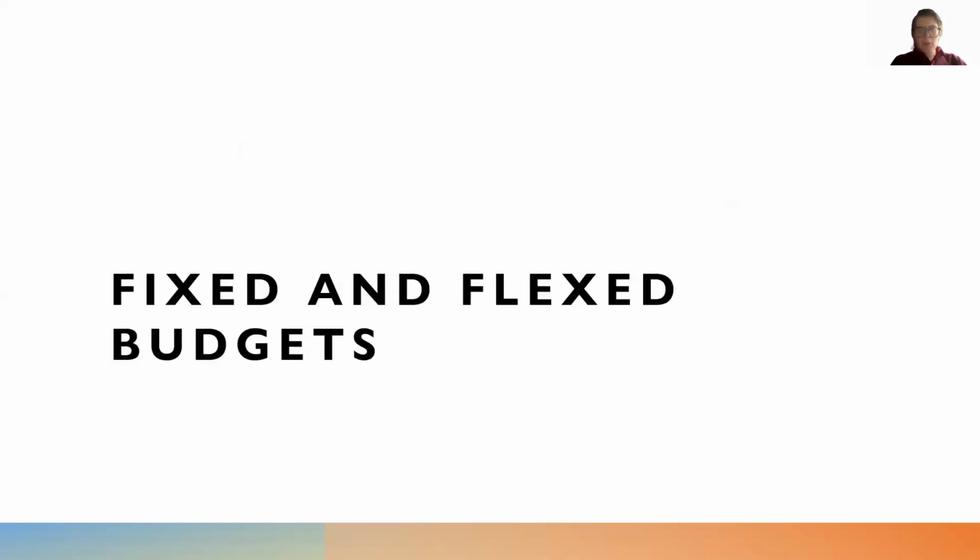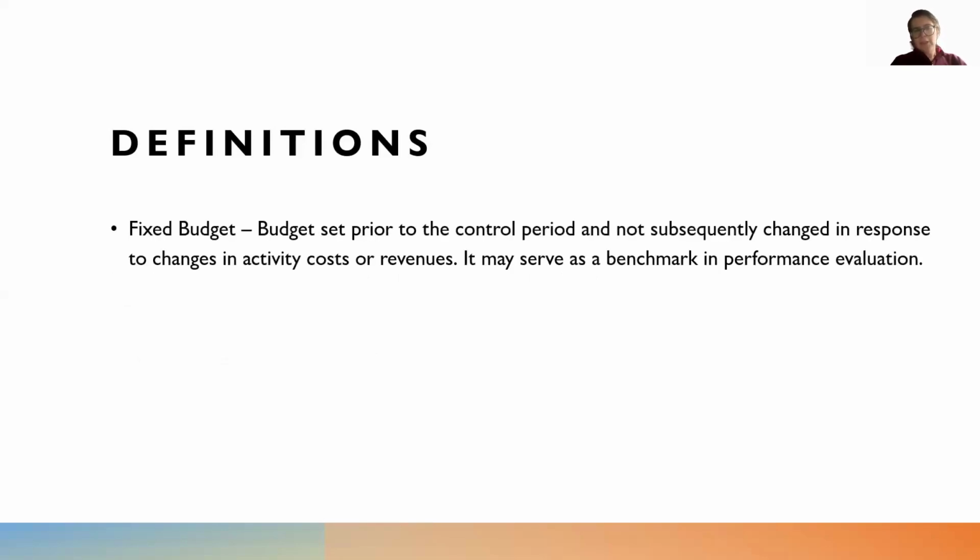A couple of terms then that you're probably familiar with by now are fixed and flexed budgets. Let's quickly just recap on what they mean. Well, a fixed budget is a budget which is set prior to the control period and it does not subsequently change in response to changes in activity, cost, or revenue. It could well serve as a benchmark for an organisation in performance evaluation.